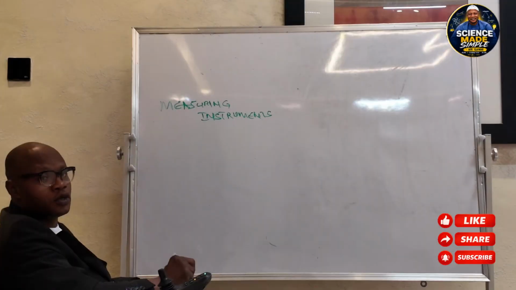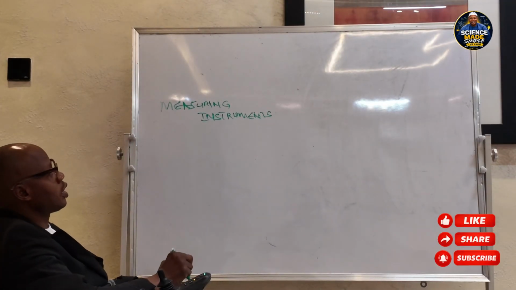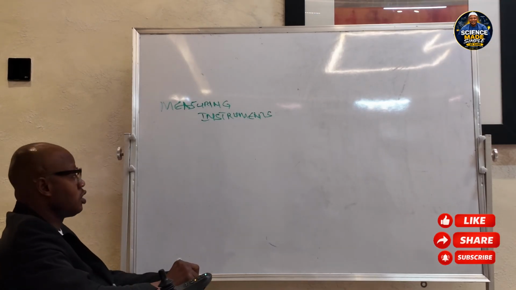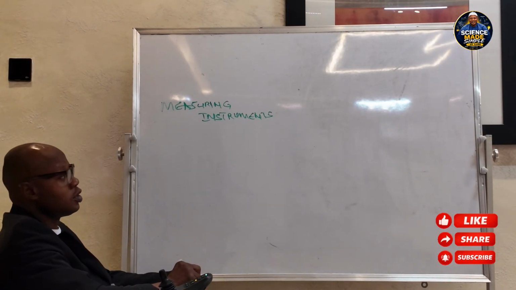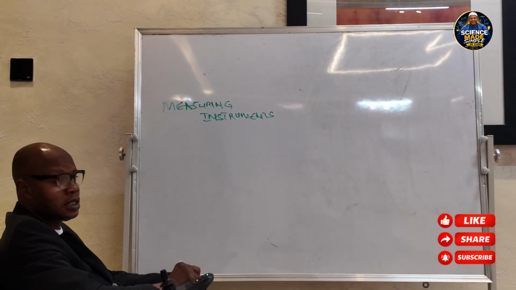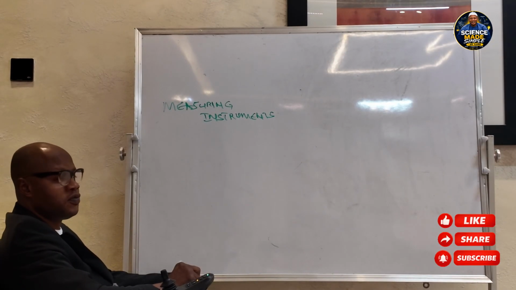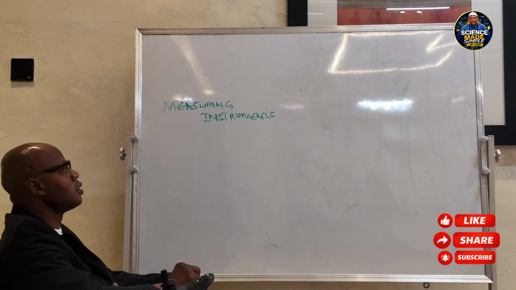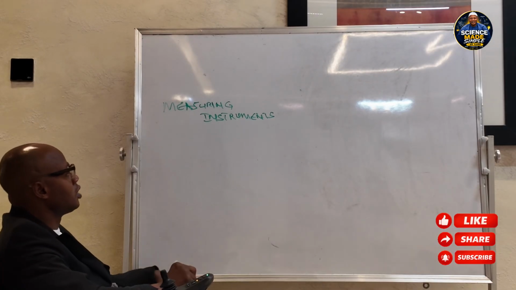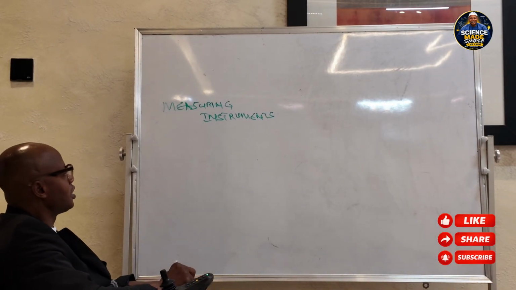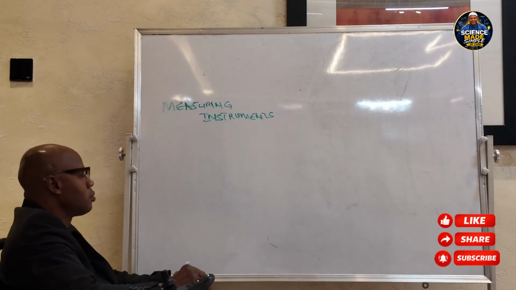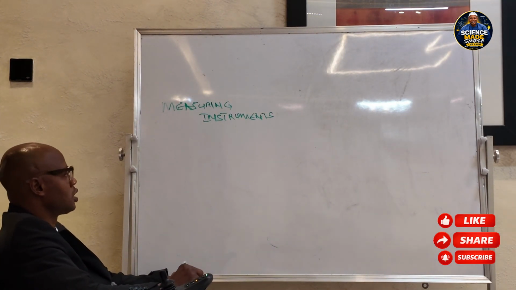Hello students, today we want to look at the measuring instrument. Measuring instrument refers to the instrument used to measure the quantity in physics. The quantities that we can measure are the basic quantities. From the basic quantity we can derive the derived quantity. In our last edition, I told you that we have three common basic quantities.